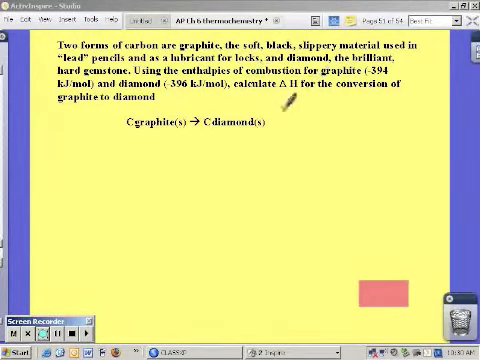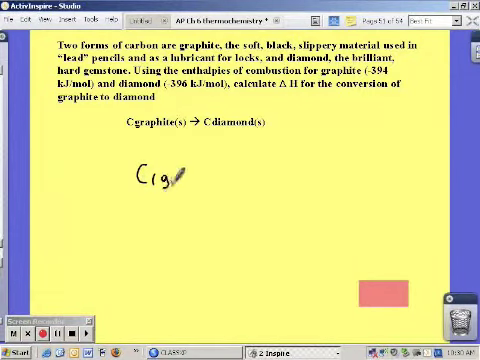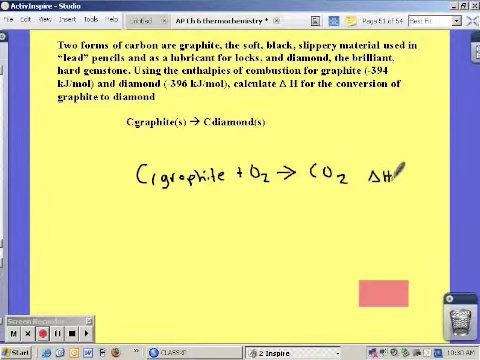Here we have a reaction, and they give us the delta H of combustion for graphite and diamond. So we need to write our equation out. So we have graphite, and we're burning that. And so we should get carbon dioxide. Now we need to write our delta H for diamond. It should be the exact same reaction, except we're going to use carbon diamond.